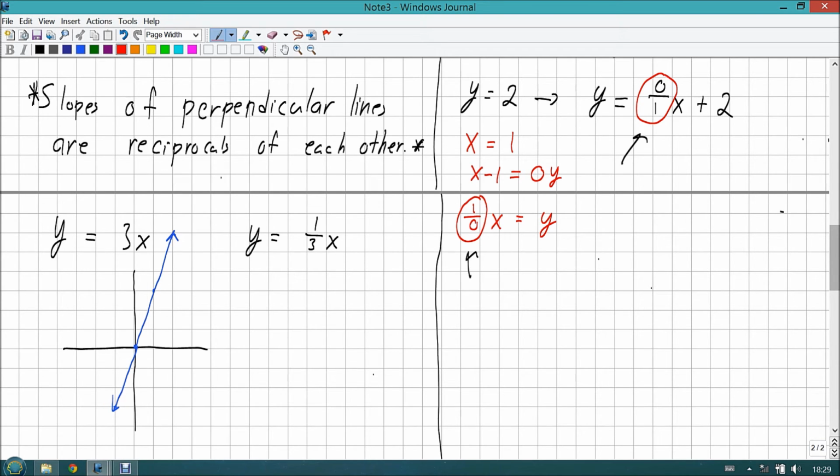Now let's look at y is equal to 1/3 x. Okay, well, we start here, and we go 1, 2, 3, 1, and there's my other line. Now, looking at that, does this look like a 90 degree angle to you?